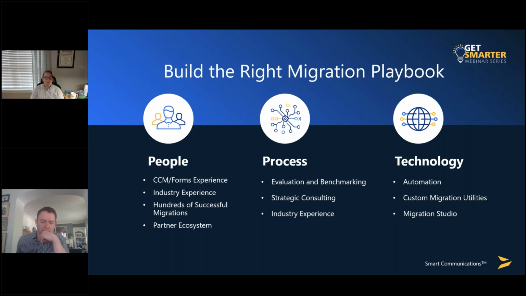Then you want to look for folks who have done migrations before. So whether that's a partner, a professional services team, or internal yourselves, there's something to be said about having done this before and knowing the pitfalls to avoid. So look for the right people to be involved in your migration process.